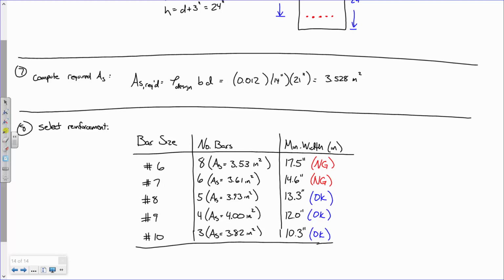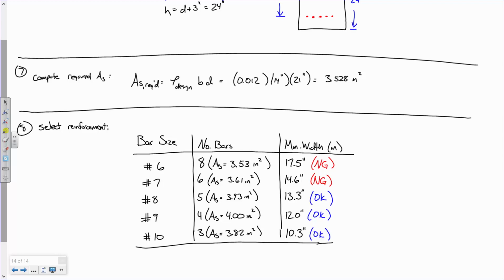4.69. Is that economical compared to this? No. What about number 14s? 4.5. Is that economical compared to this? No. What about number 18s? It's not economical compared to this, right? So I propose that the most economical solution is to use 3 number 10s. There's our beam design right there.